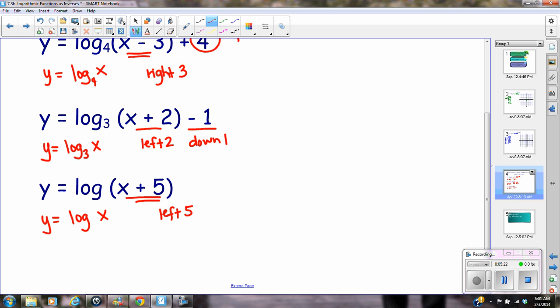So there you go. Those are the only two things on your assignment today, graphing and the left, right, up, and down shifts of the parent function. Should be pretty easy.